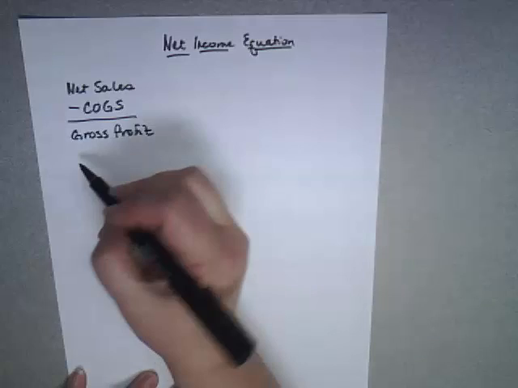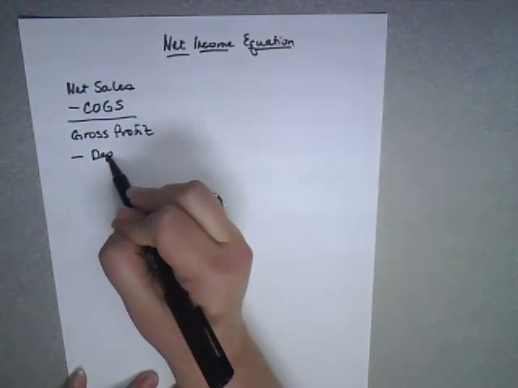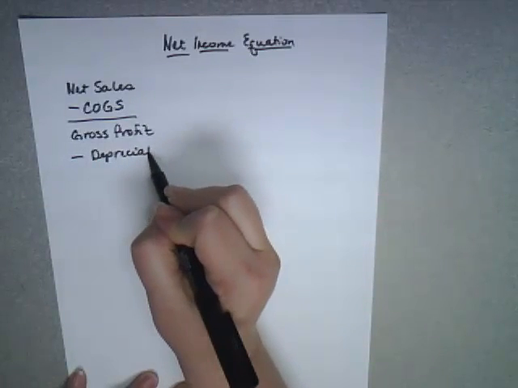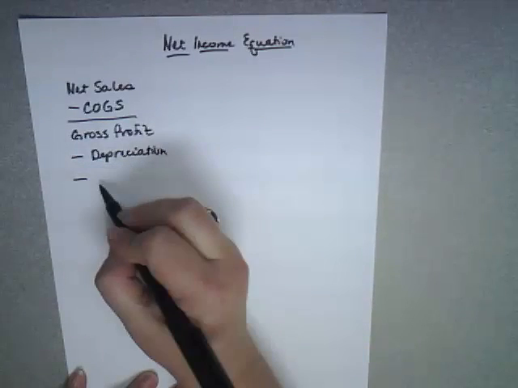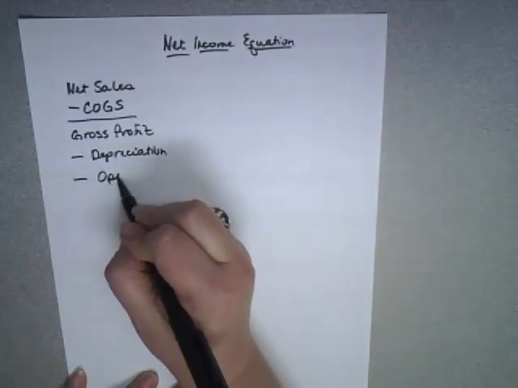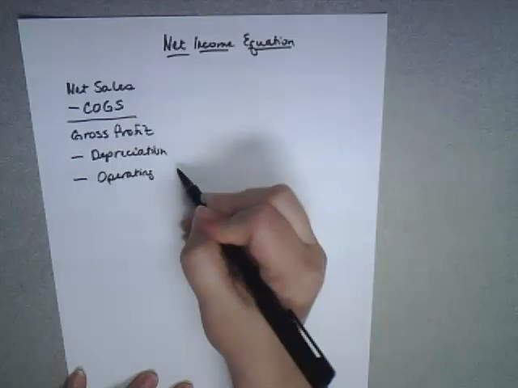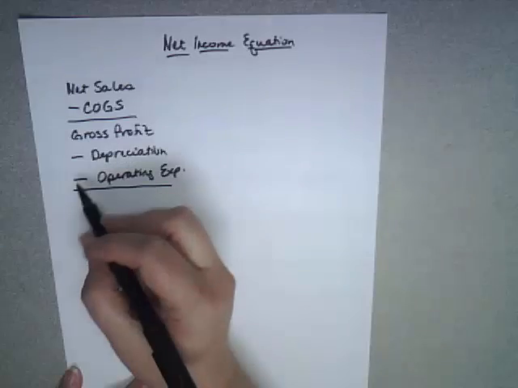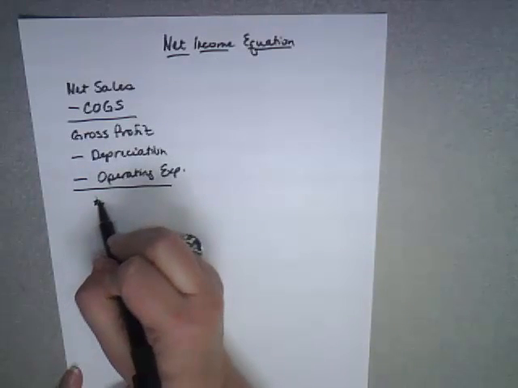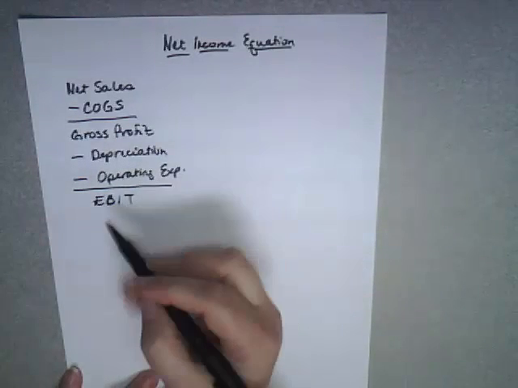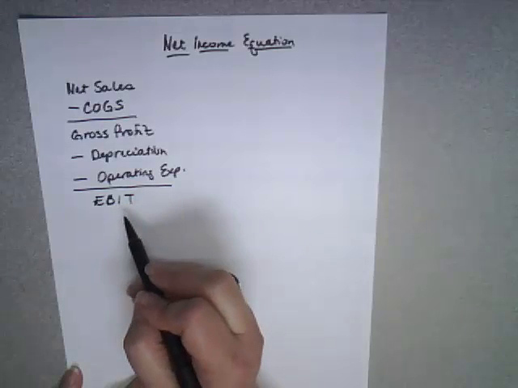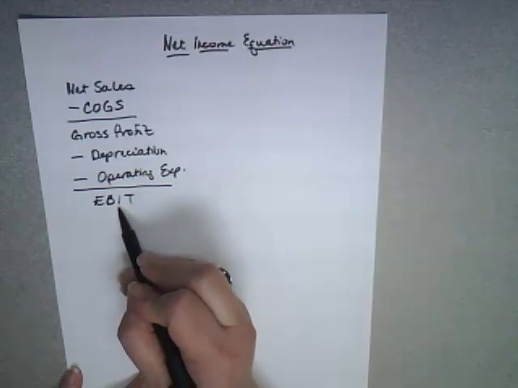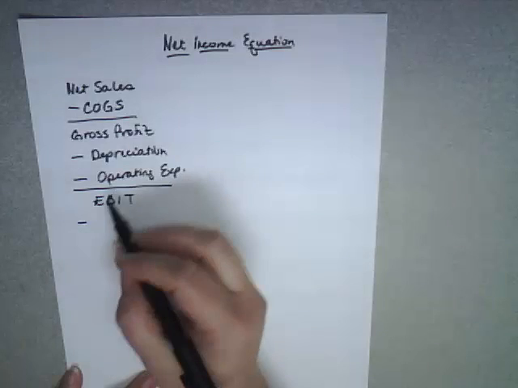Alright, then you're going to take out your depreciation expense, and then you're going to take out your operating expenses. And that's going to leave you with EBIT, which is earnings before interest and taxes. So now that interest is next, now we're going to take off the interest expense.